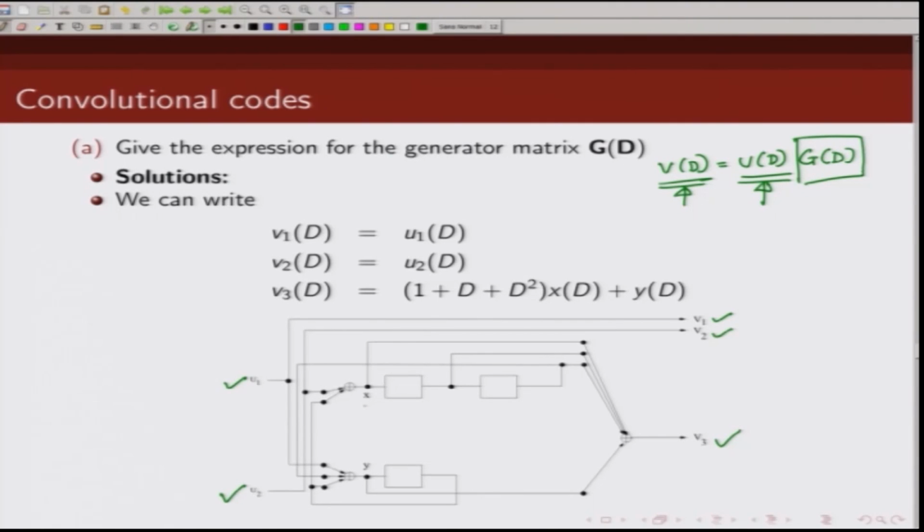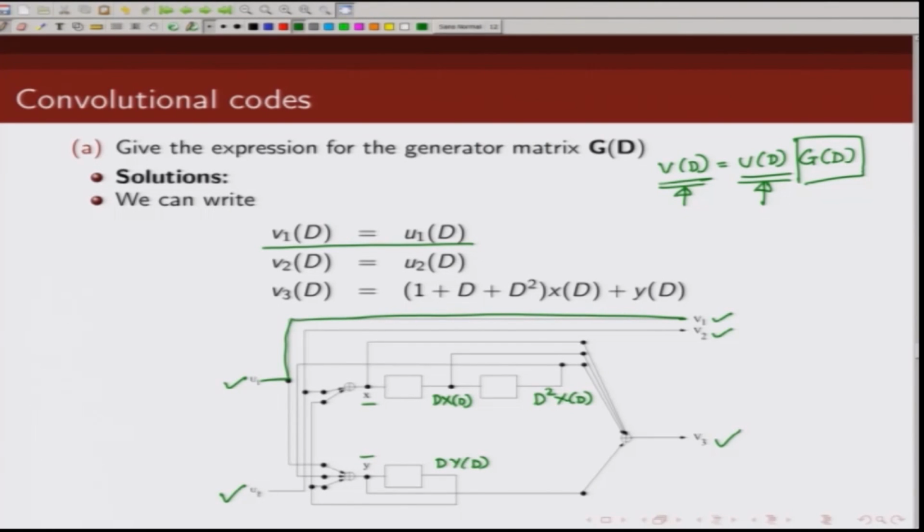Fine. We use some auxiliary variables x and y, which will help us find the contents here. So, if this is x(D), this term will be D times x(D), and this will be D squared times x(D). Similarly, if this is y, this term will be D times y(D). So, what is V1(D)? You can see this input directly goes here. So, V1(D) is U1(D).